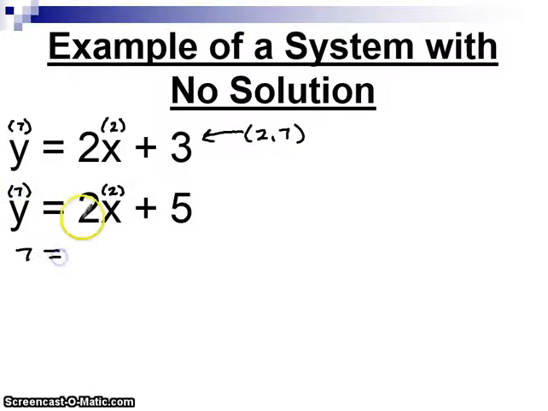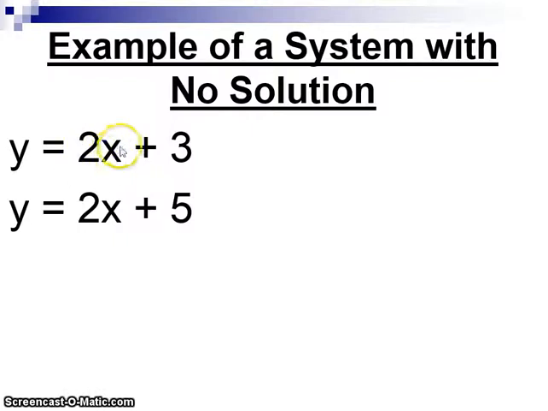Is 7 equal to 2 times 2, which is 4, plus 5? Is 7 equal to 9? No. So even though it's a solution to the first one, it's not a solution to the second one. And I just gave you one example, but you could try every single ordered pair and that would always happen. Here's why.